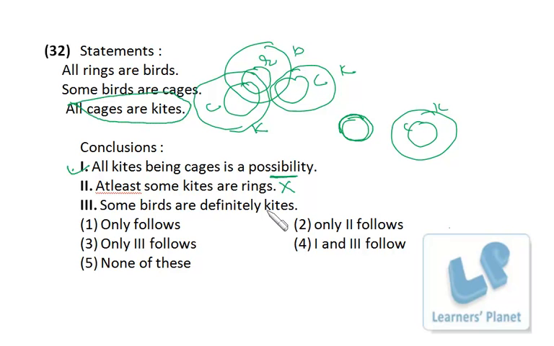Now some birds are definitely kites. We can see intersection of birds and kites everywhere, right? Birds and kites, we can see the intersection over here, and over here. So that is definitely true. Okay. So here they are talking about some, not all. So that is perfectly okay. So first and third, both of them are true. That can be concluded, in fact, not true and false. So first and third follow. Pretty simple. I hope you are clear.